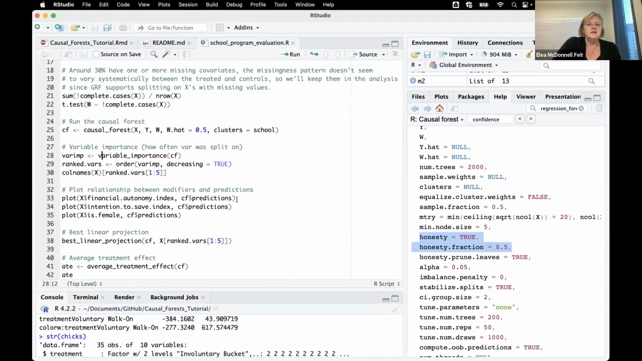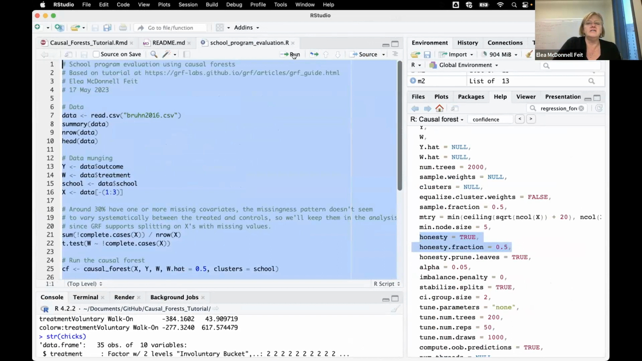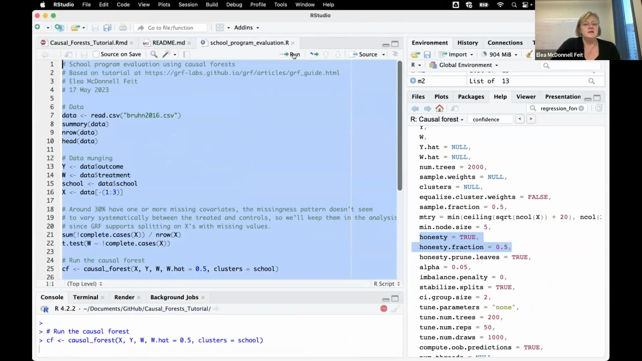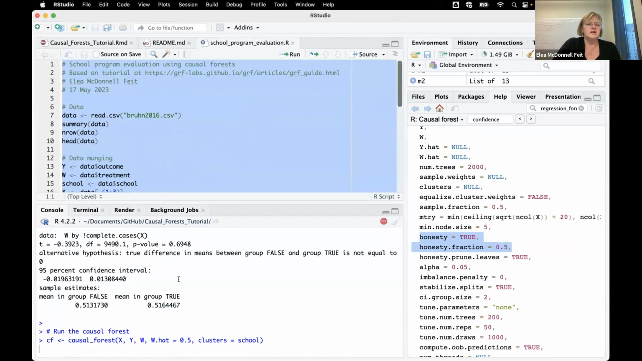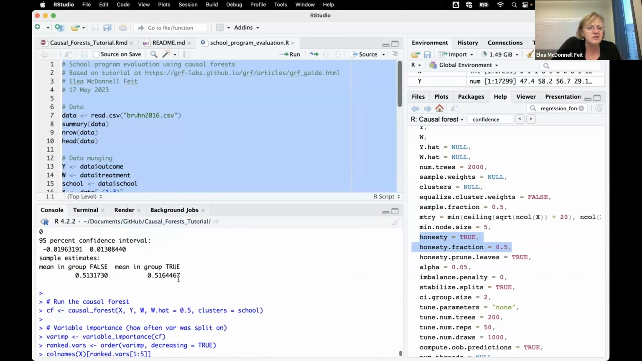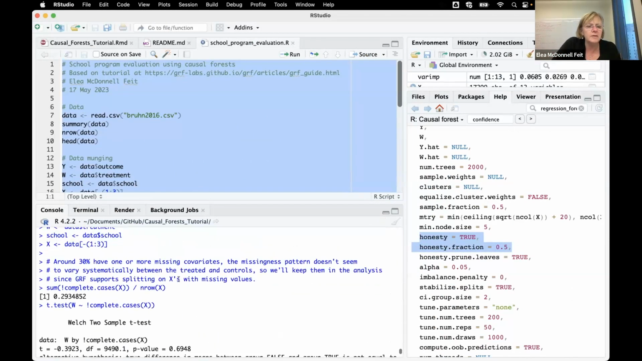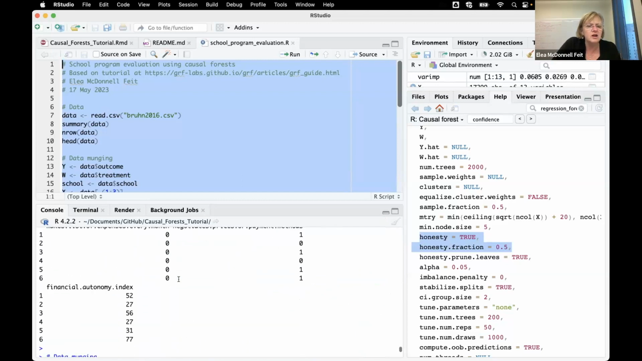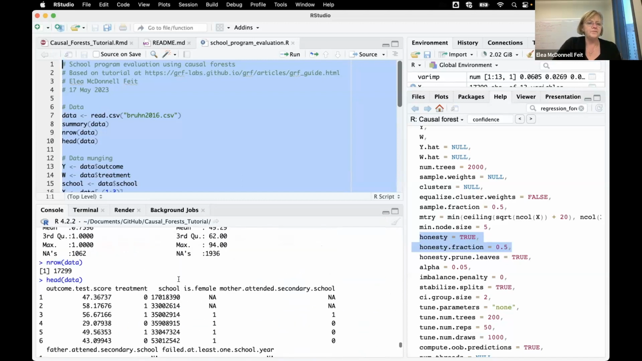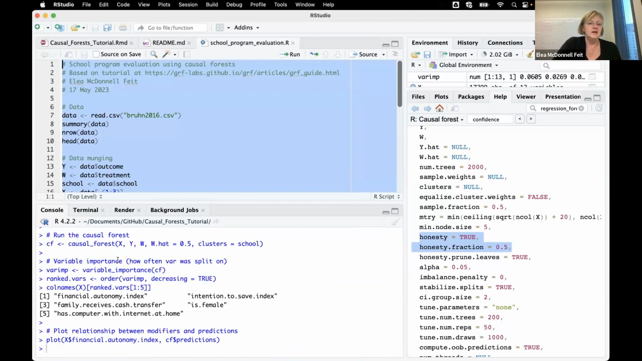Let's see if I can run this real fast. It's going to be slow. It takes a few seconds to run the causal forest. This is a big data set. It's on a treatment that students got in school to help them have better jobs in the future. And it has 17,299 observations.